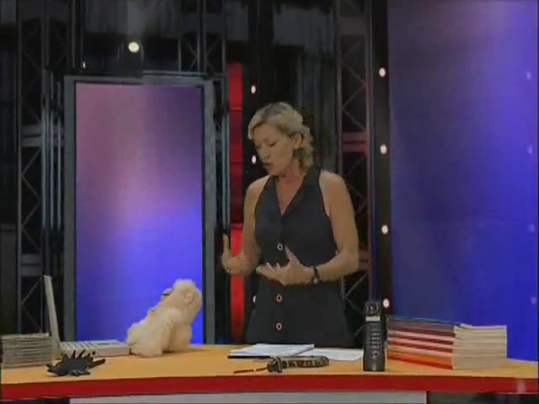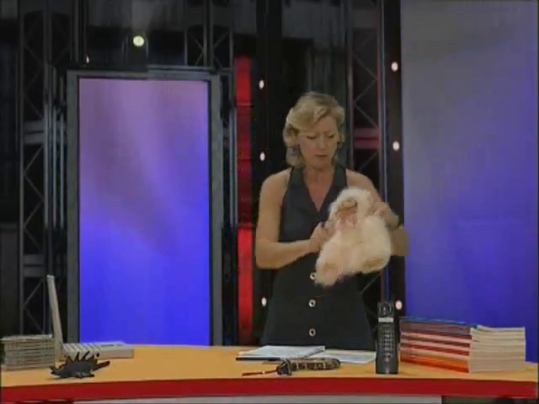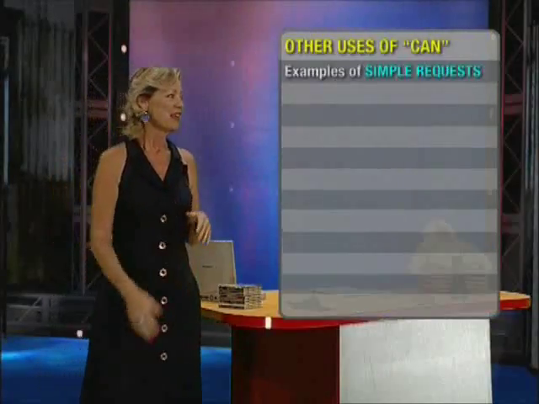So, for example, Mr. Monkey, you can't use my computer. He's always using my computer and doing something to it. So you can't use my computer, prohibition, all right? So those are the four different uses of can: ability, permission, request, and prohibition. Let's look at those now on the screen together, okay?